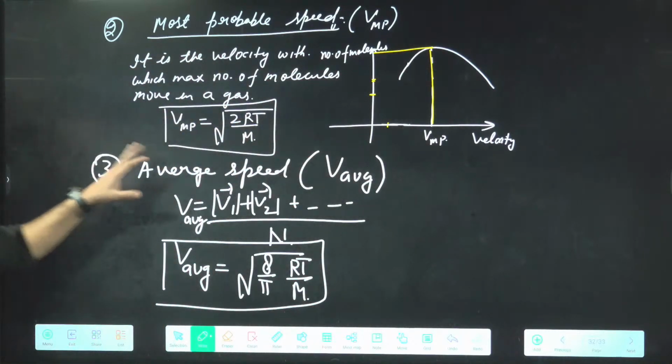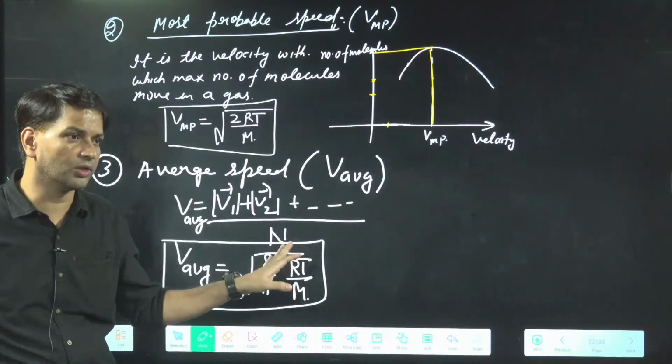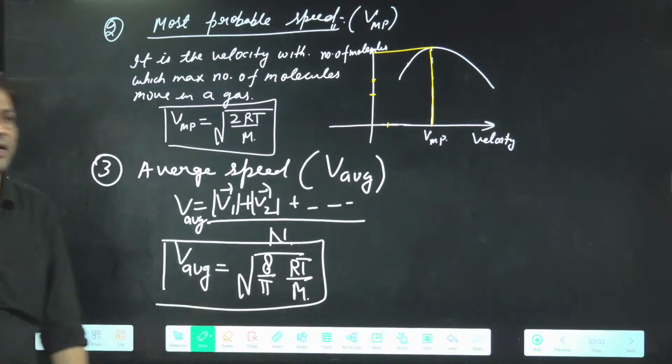So average speed, the mathematical meaning is what? Sum of all the speeds upon the total number of molecules. And the formula for the gas we are getting is the square root of 8 by pi RT by M.